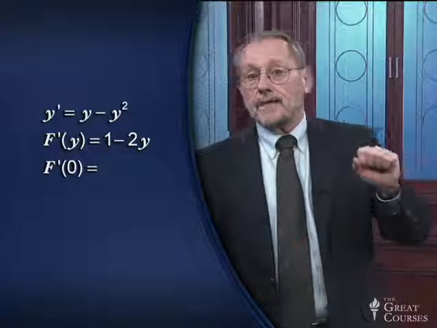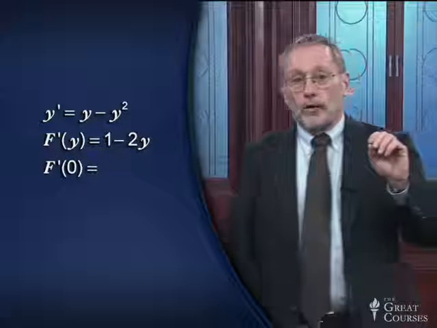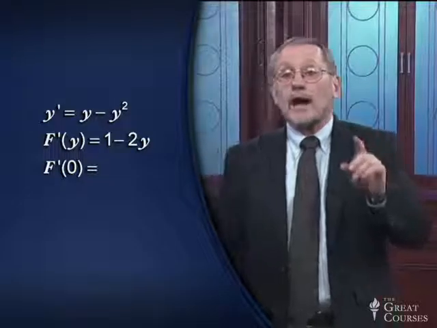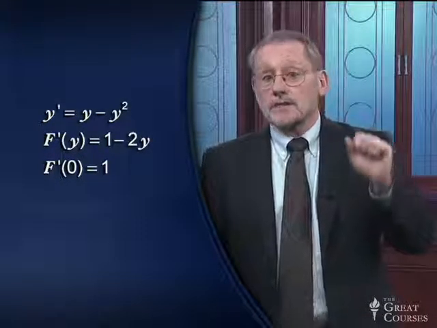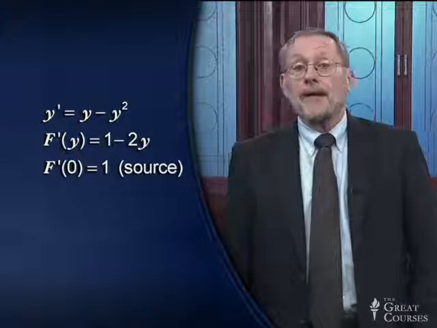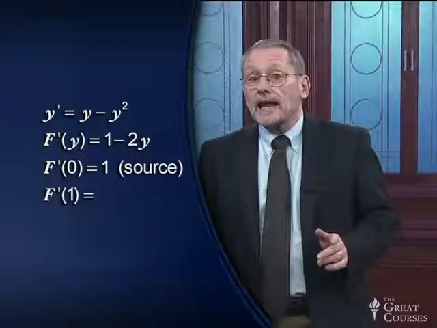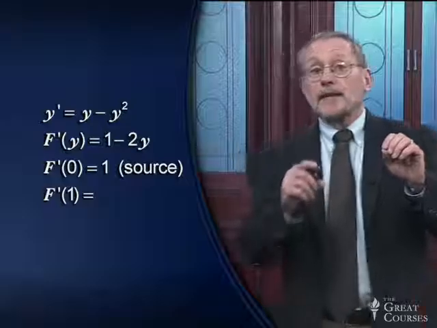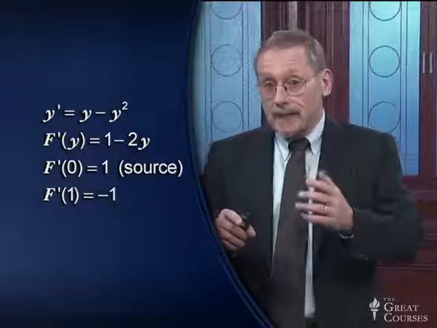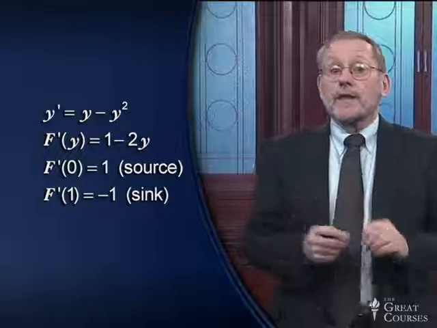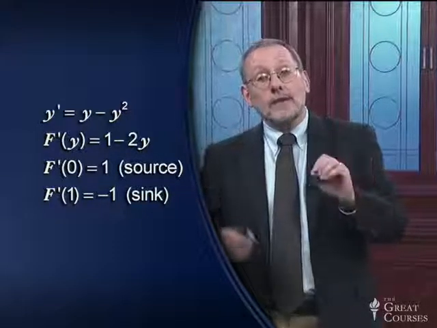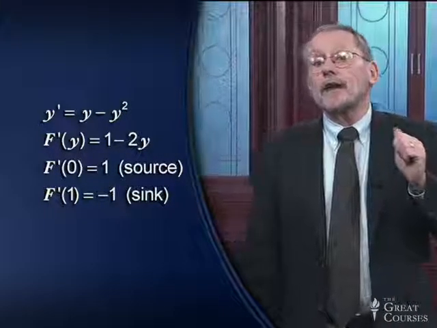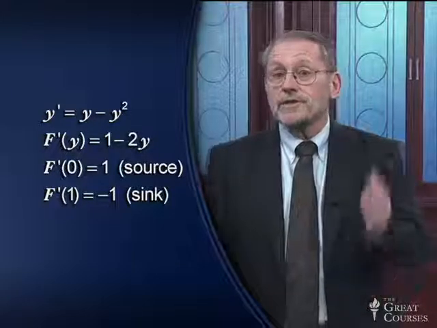Take the derivative at the equilibrium point 0. We have f prime at 0 is 1 minus 2 times 0. That's 1. That's positive, so 0 is a source. The derivative at 1 now is 1 minus 2 times 1. That's minus 1. That's negative. So the equilibrium point at 1 is a sink. So effectively, we know everything about the behavior of solutions just from that information.